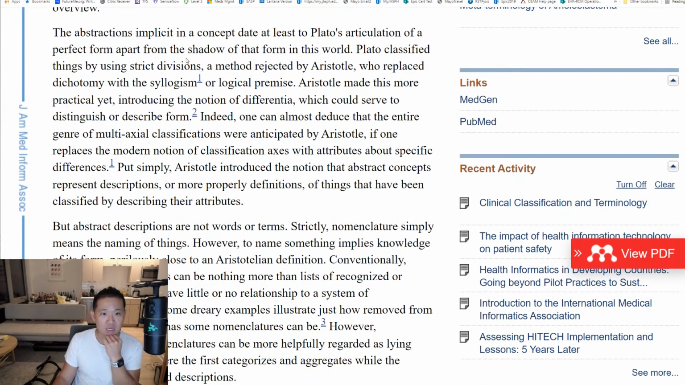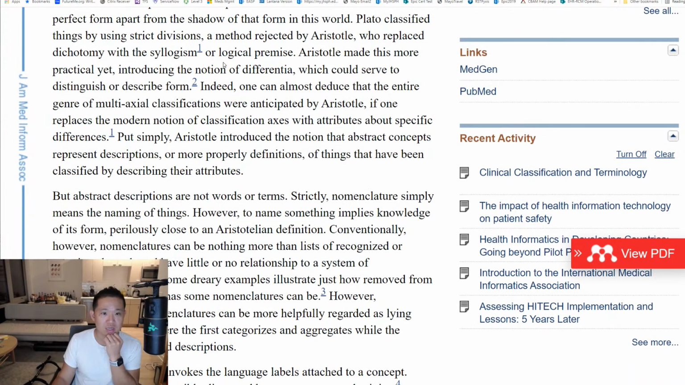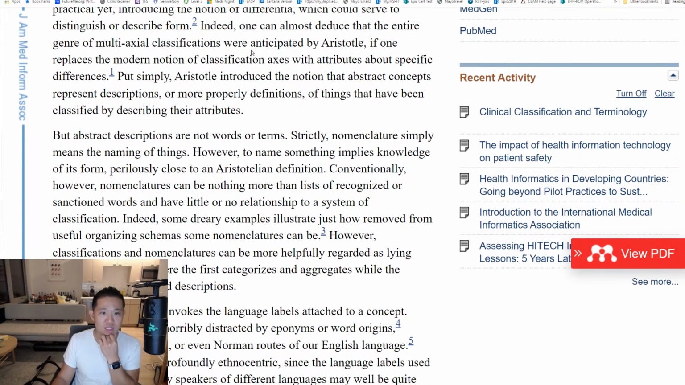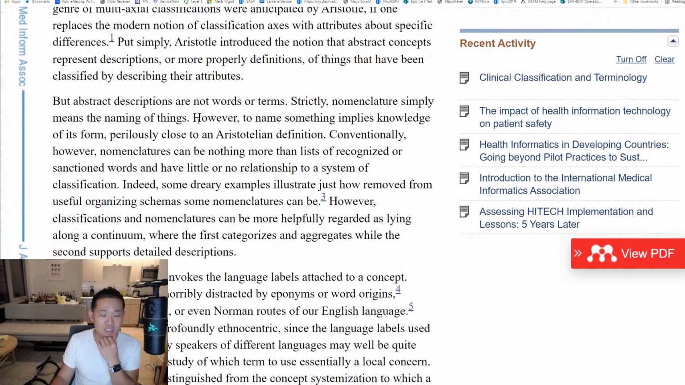The abstractions implicit in a concept date at least to Plato's articulation of a perfect form, apart from the shadow of that form in this world. Plato classified things by using strict divisions, a method rejected by Aristotle, who replaced dichotomy with the syllogism or logical premise. Aristotle made this more practical, yet introducing the notion of differentia, which could serve to distinguish or describe form. Indeed, one can almost deduce that the entire genre of multi-axial classifications were anticipated by Aristotle, if one replaces the modern notion of classification axes with attributes about specific differences. Put simply, Aristotle introduced the notion that abstract concepts represent descriptions, or more properly, definitions of things that have been classified by describing their attributes.